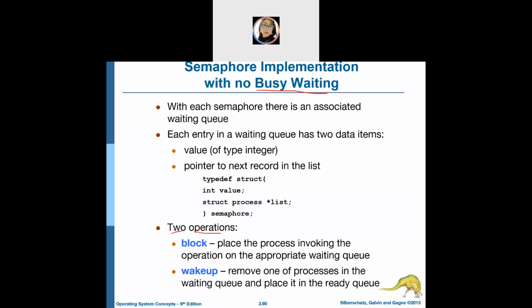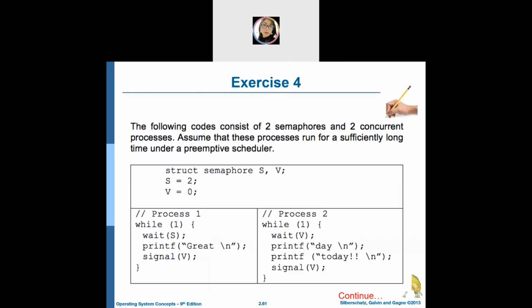There are two operations under no busy waiting. First is block, second is wake up. Block places the process in the waiting queue, while wake up removes one of the processes in the waiting queue and places it in the ready queue. So these are the two operations under no busy waiting.